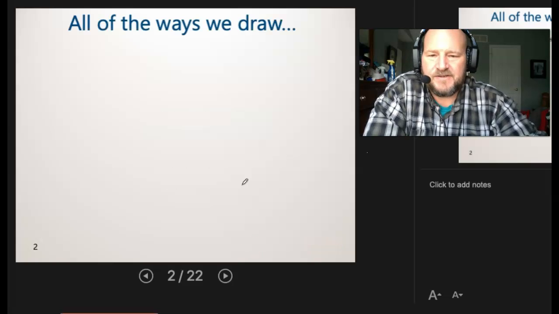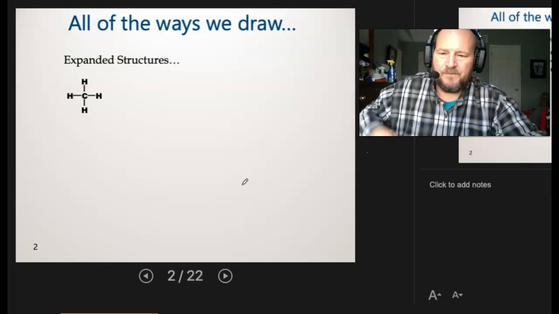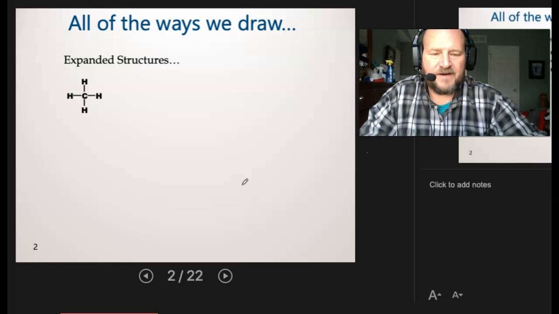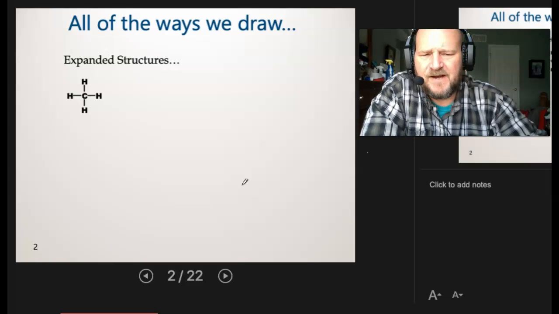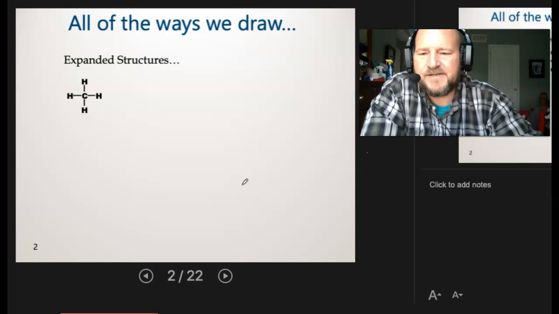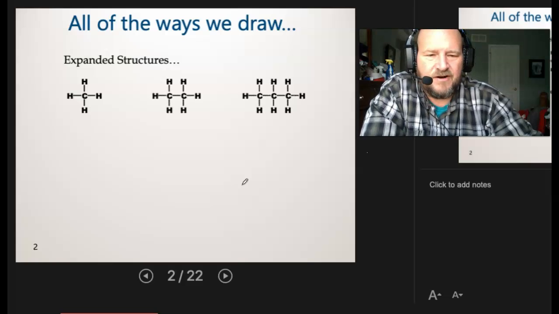Now, the next thing I'm going to look at is all the different ways we can draw organic chemistry. So the first thing we want to do is look at expanded structures. This is what we're used to. So here you can see we have carbon in the middle. We draw out our bonds. This is very similar to the electron dot structures we drew back in chapter 6. And so you can see, we're just extending the carbon chain out here and we're putting those hydrogens on.